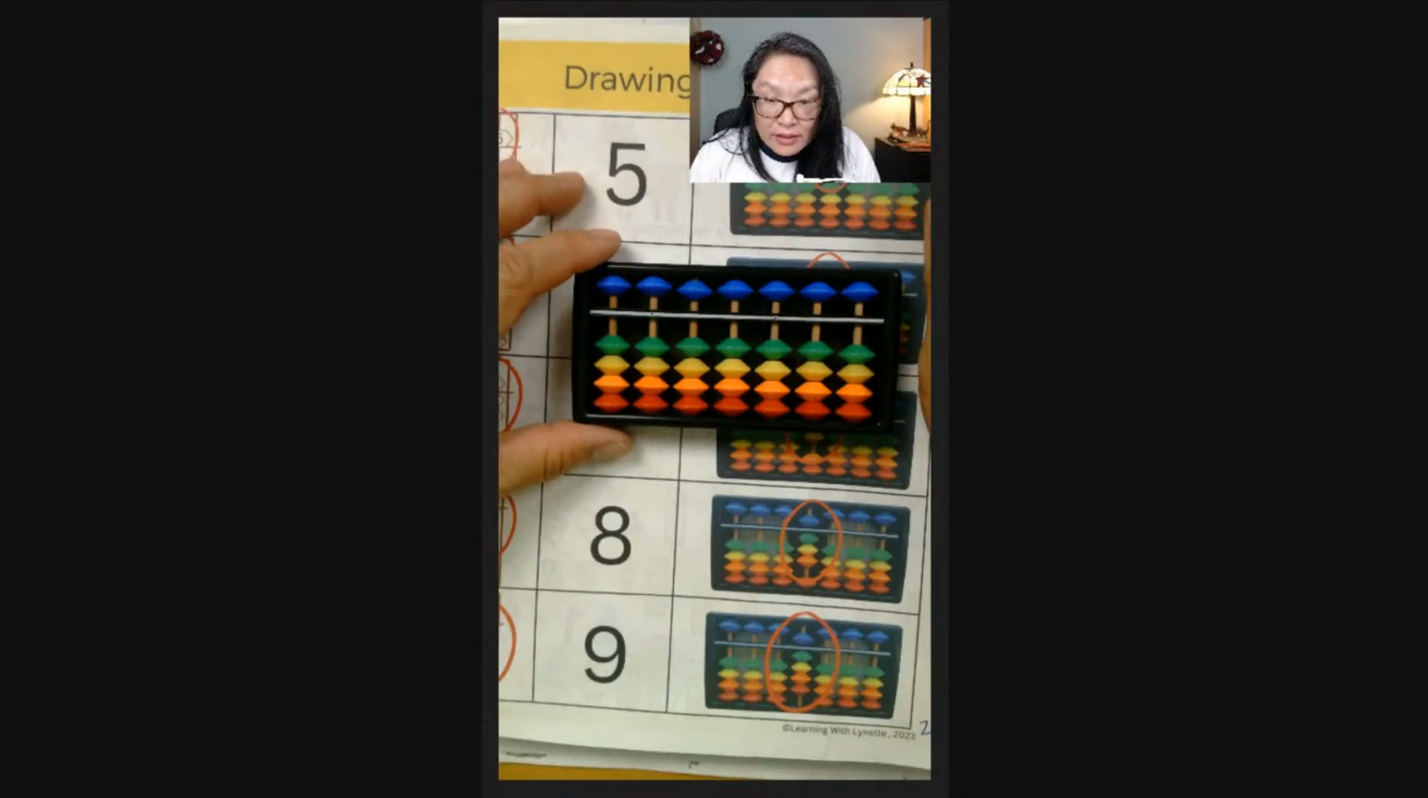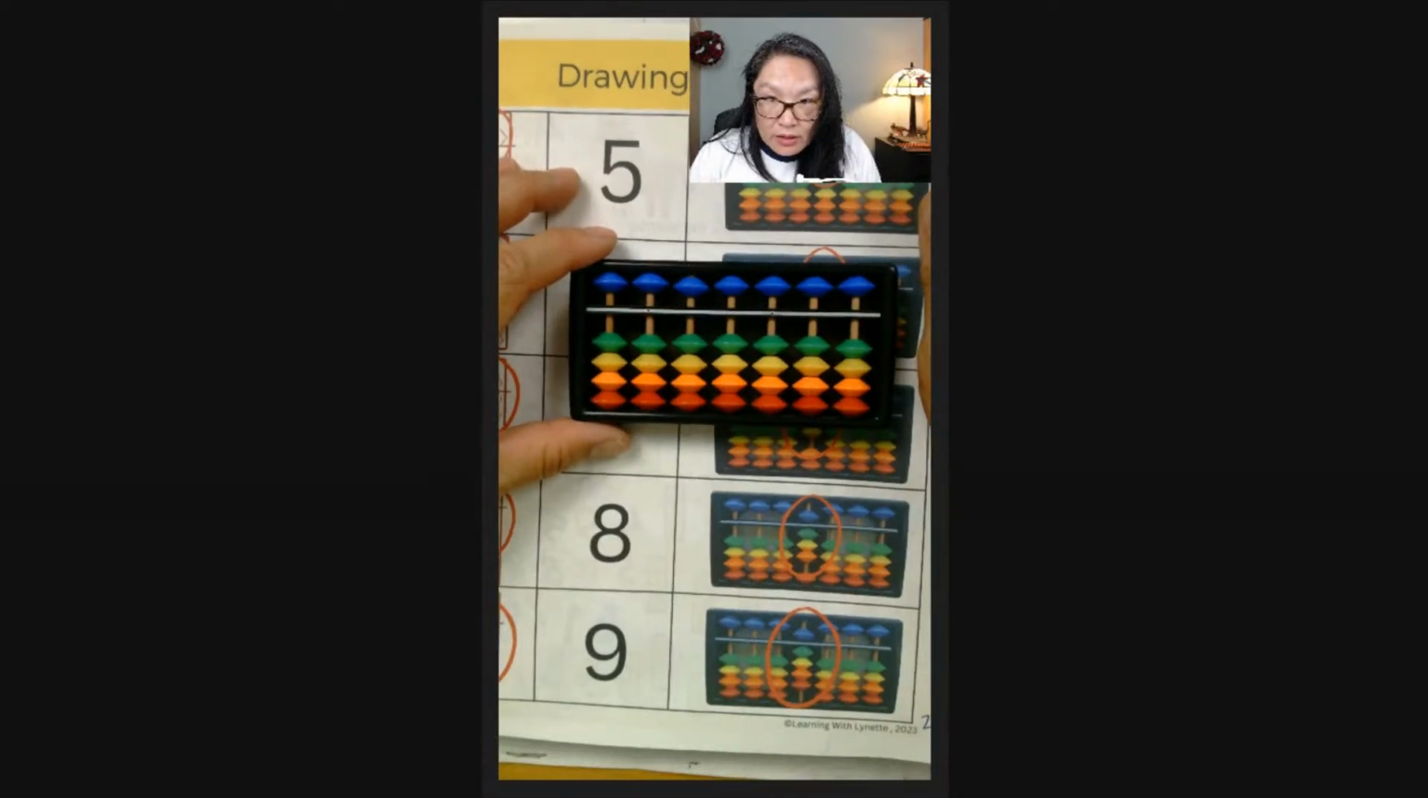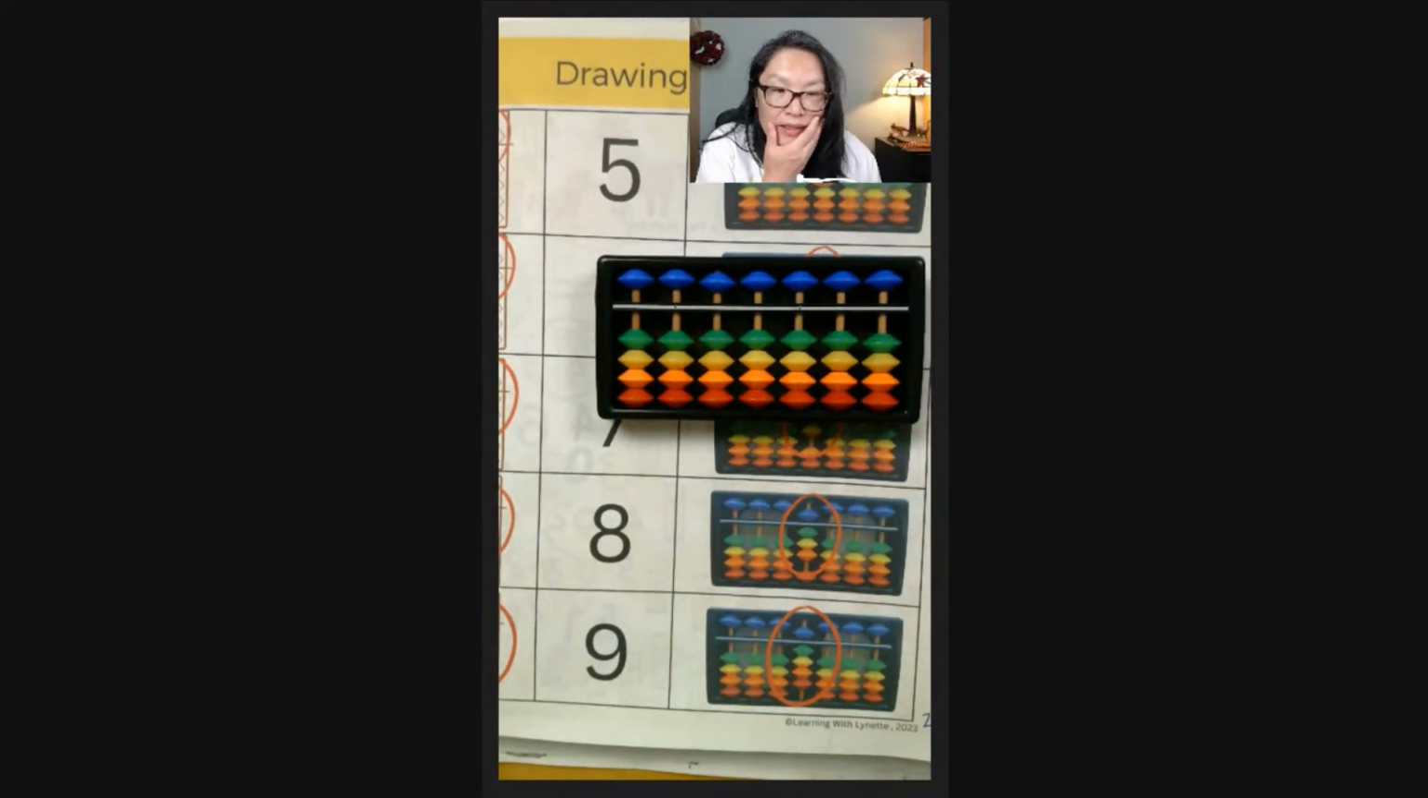Hey, Ghosty! We are learning how to read the abacus right now. And I just started, actually.